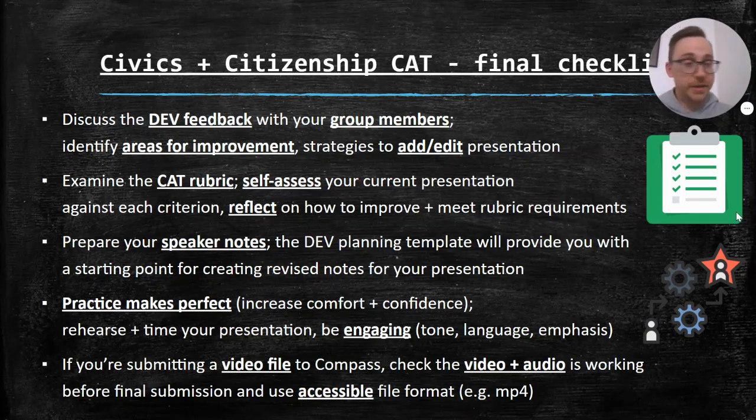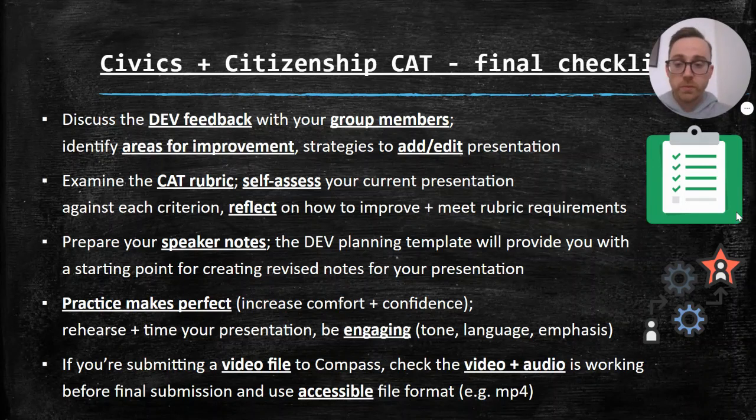Again, examine the CAT rubric. Something that might be a good practice for you guys to get into in year 7 and then continue through year 8, 9, 10, 11, 12 is to self-assess your presentation, your assessment, against each criterion. Instead of waiting for us to grade it, why don't you put on your little teacher hats and reflect upon how can I improve? How can I meet rubric requirements? Be honest with yourself. Have I done enough to get full marks for this part? And if not, why not? And how can I fix it?